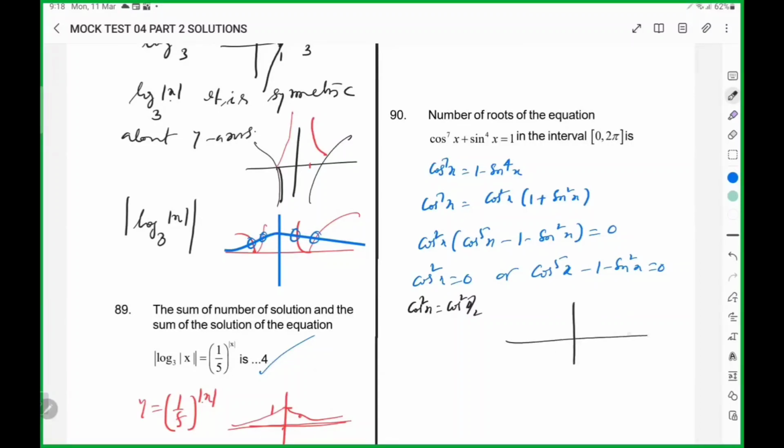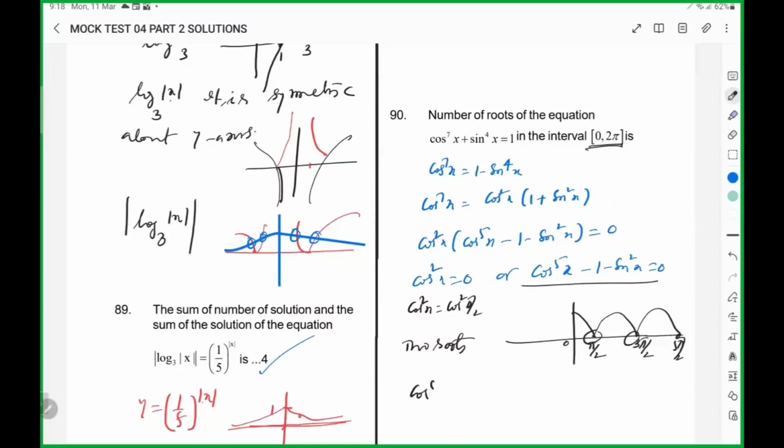0 to 2 pi means cos graph, cos 0 is 1, cos 90 is 0, cos square is there, 3 pi by 2. Again, after that we'll have 5 pi by 2. But the interval is given 0 to 2 pi. So only the values, that carries 2 roots.